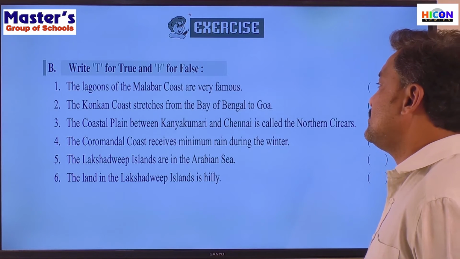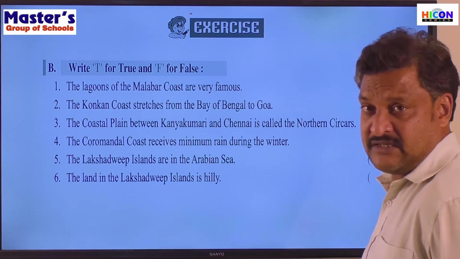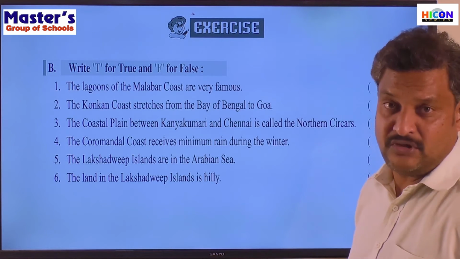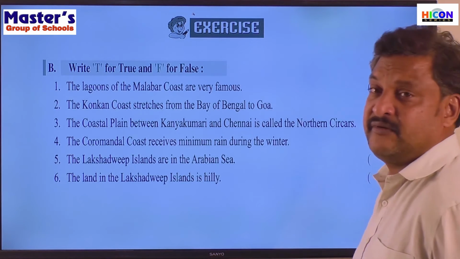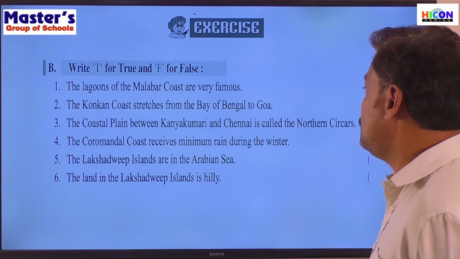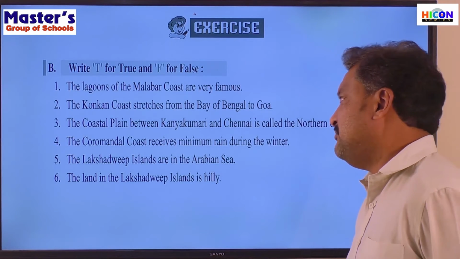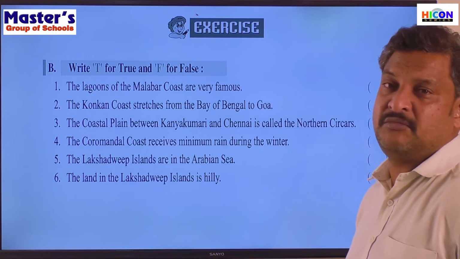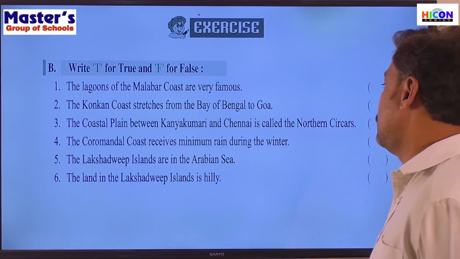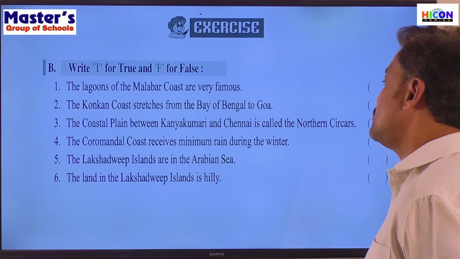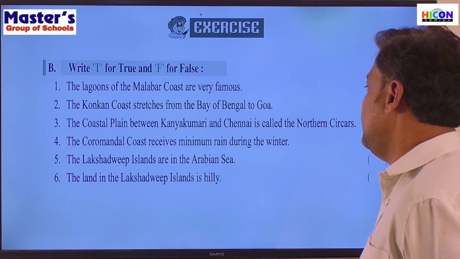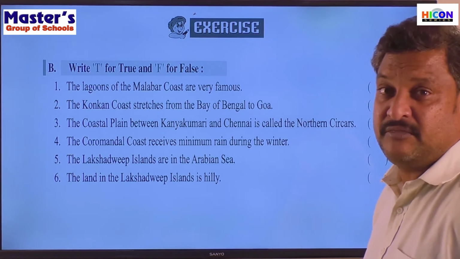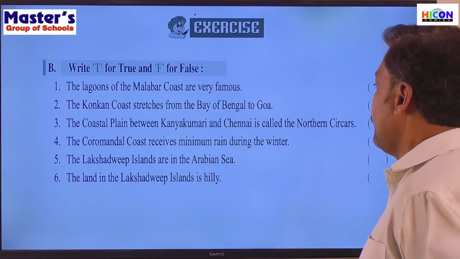The Konkan coast stretches from the Bay of Bengal to Goa is a wrong statement because the Bay of Bengal is on the east, and the Konkan coast is on the west. So it is from the Gulf of Khambhat to Goa. The coastal plain between Kanyakumari and Chennai is called the Northern Circars. Again, that is a wrong answer because that is the Coromandel coast. The Coromandel coast receives minimum rain during the winter is again a wrong statement because it rains at its maximum in the winter season.